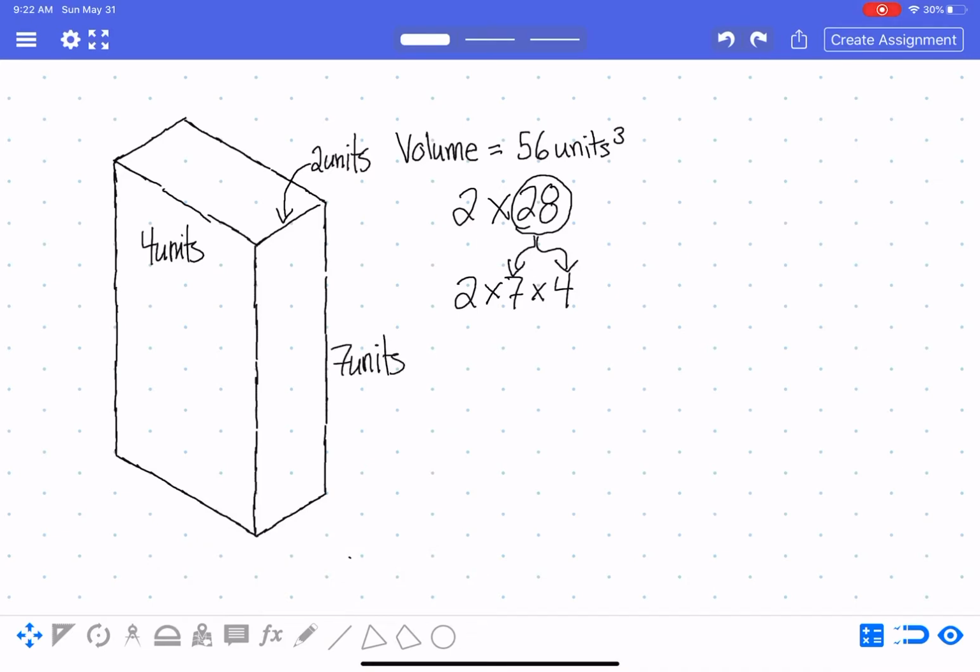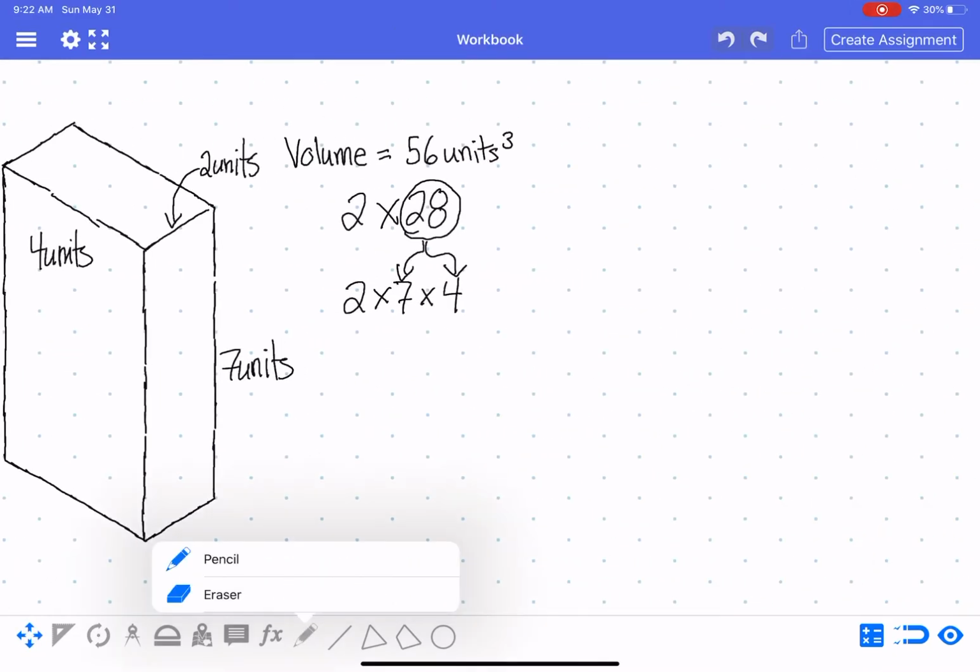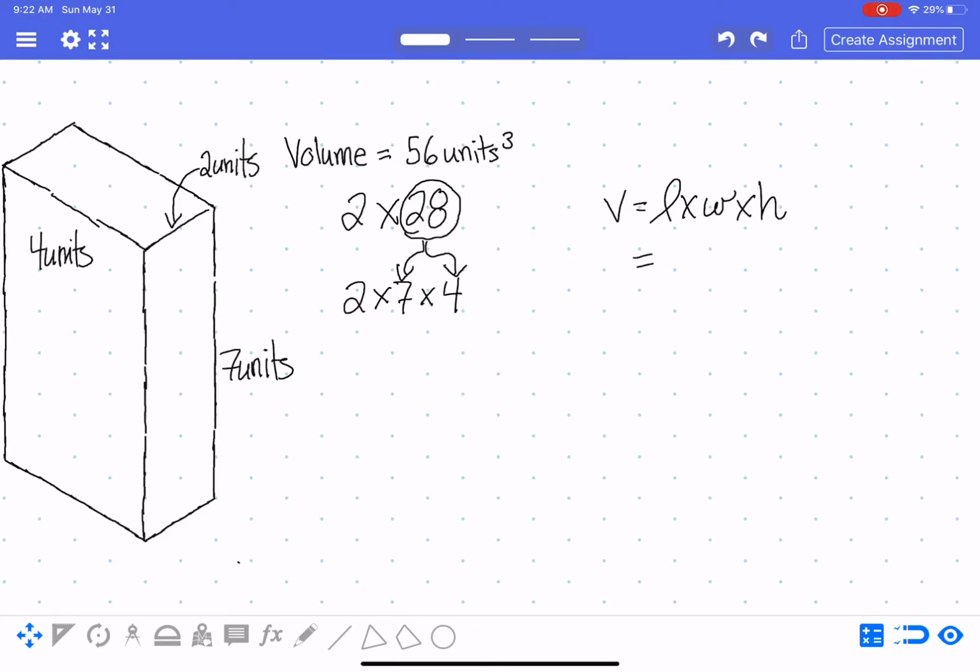Now, you might remember the formula for volume, which we can put in. So volume equals length times width times height. So we'll say that the length is 4, the width is 2, and the height is 7, right? Now, 4 times 2 times 7, well, we already know that 28 is involved somehow, but anyway, is 56, and it's 56 units cubed.